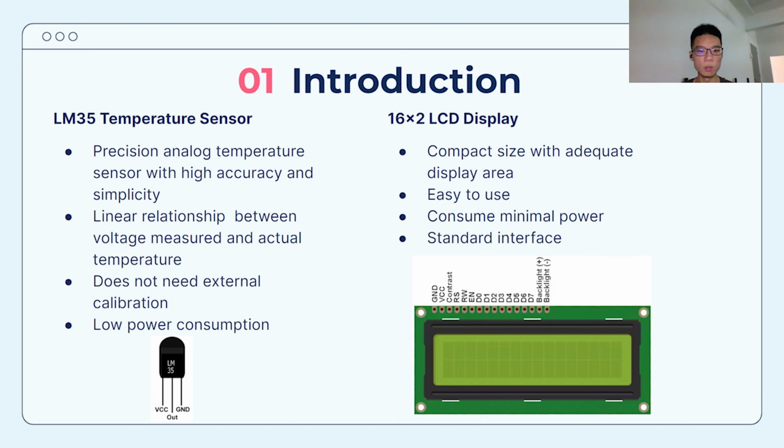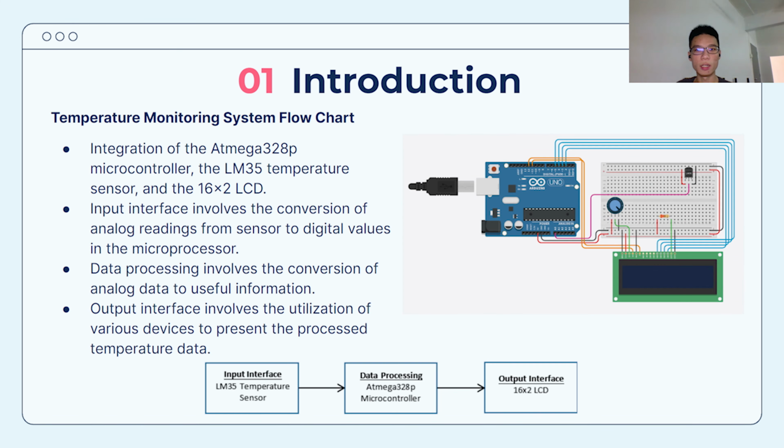The 16x2 LCD display has a compact size with adequate display area. The display is easy to use as they are widely supported and have example code. The displays consume minimal power and have a standard interface which allows for easy compatibility. The system involves the integration of all three components as mentioned earlier.